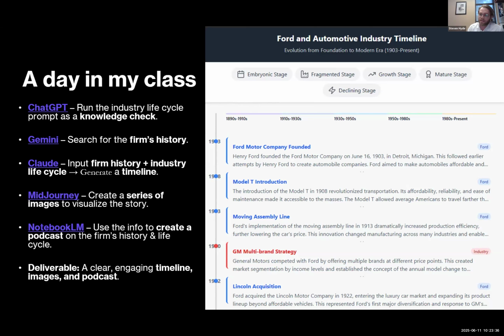So this isn't just one day of my class. I use multiple models when I teach. I'll have them go into ChatGPT and do a knowledge check game on whatever I'm teaching that day. This one was industry life cycle. Then they went to Gemini and did deep research on the firm's history. Then they had to put that together, create a timeline, and put that into NotebookLM to create a podcast and images. All these things can further reinforce whatever concept you're teaching, as well as teach students how to use these tools, when they're good and when they're not.